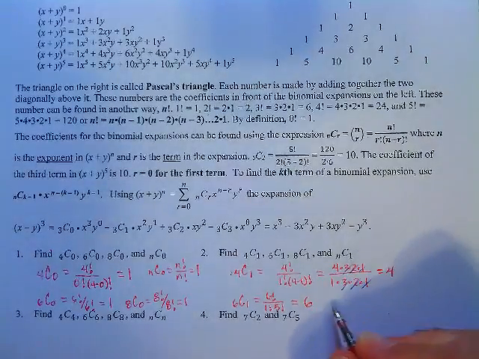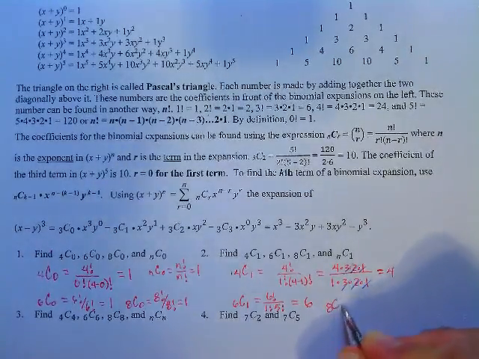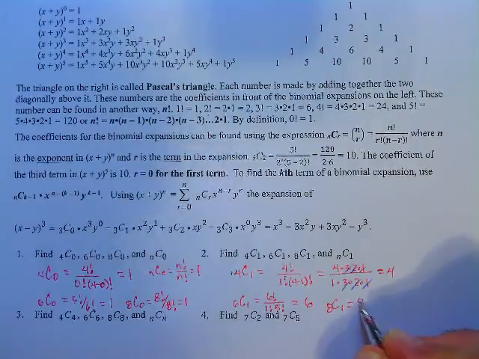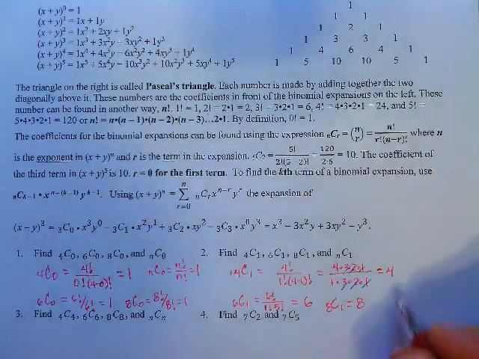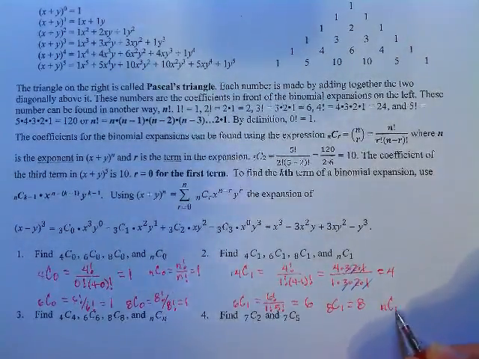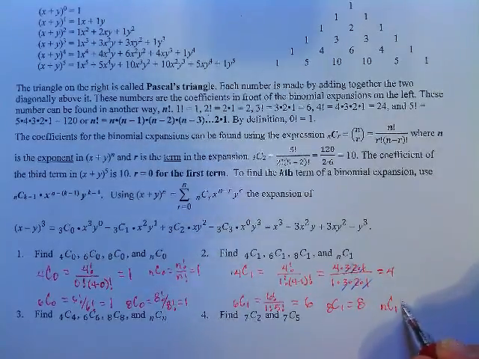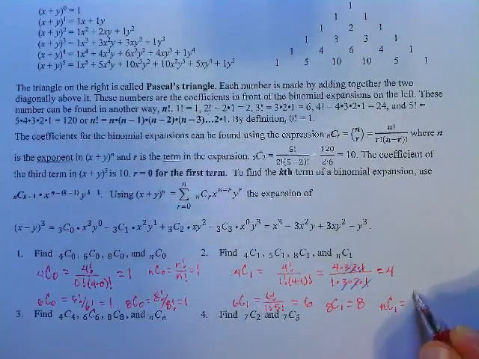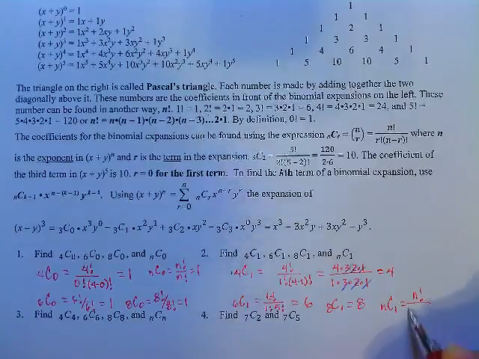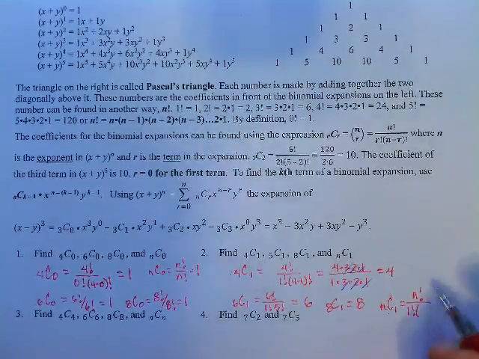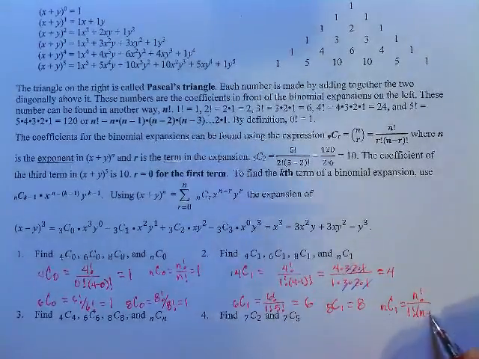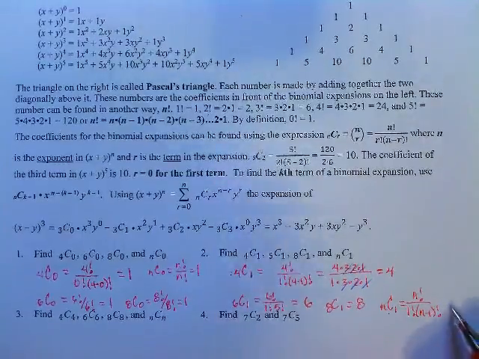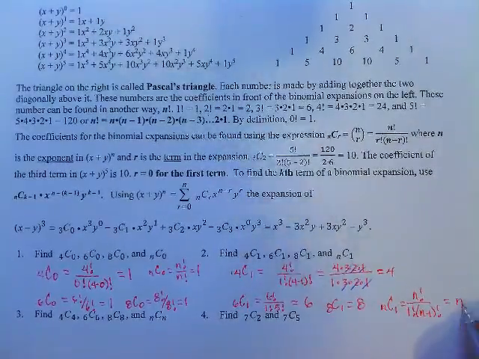If I did 8c1, that would equal 8. And in fact, if I did nc1, we would find out that this would be n factorial over 1 factorial and then n minus 1 factorial, and so this would just equal n.